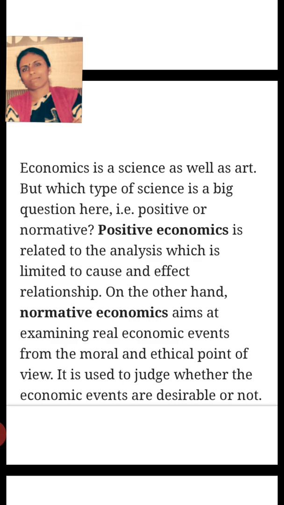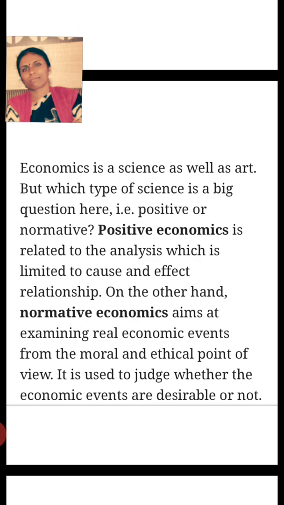Once again I will repeat, positive economics is related to the analysis which is limited to cause and effect relationship. What is the cause and what is its effect? And on the other hand, normative economics aims at examining all those economic events from the moral and ethical point of view. That means a judgment is there. So this is the meaning of positive economics and normative economics.